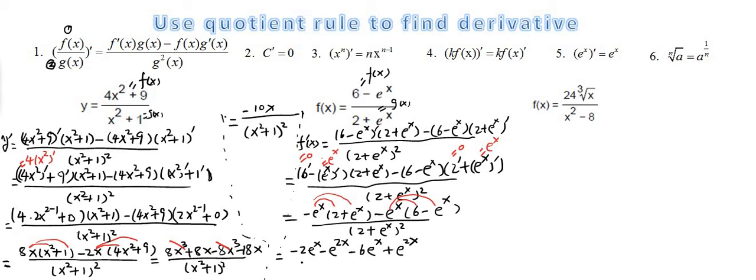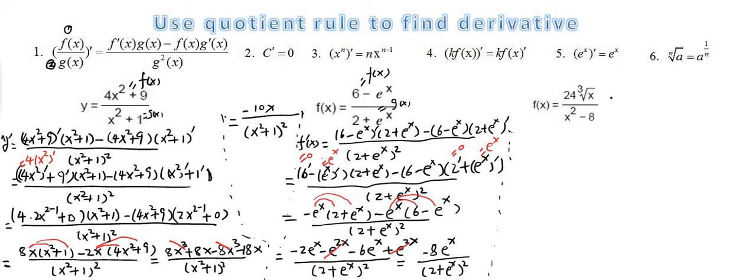And again, for the denominator, we're going to get 2 plus e to the power x, squared, and we can cancel out these two terms, and again we have negative 8e^x over 2 plus e^x squared. Okay, now let's take a look at the last example.